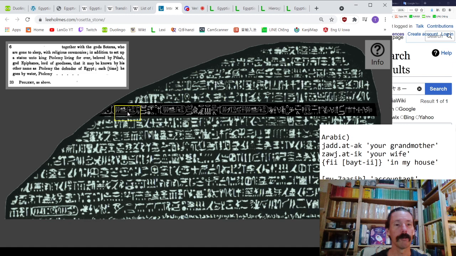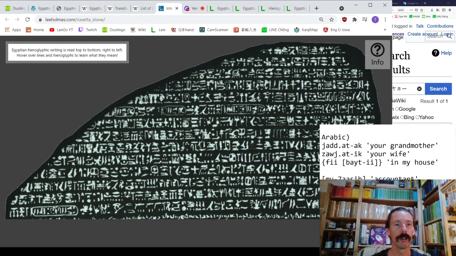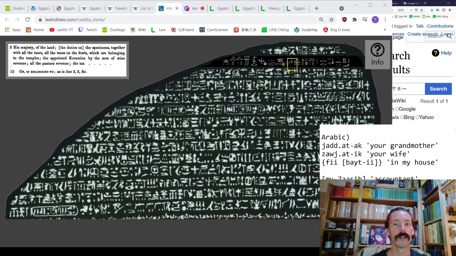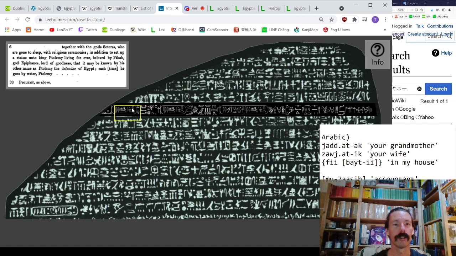So then we have a lion. Is that the determiner? The lion is a phonetic letter that wasn't in the chart because it was a pretty late addition after they'd been hanging out with the Greeks, but it's an L sound. L for lion. How nice. I'm pretty sure that's Ptolemy. Yep, you see it's the P, that mat shape, and then the loaf of bread, and so on.